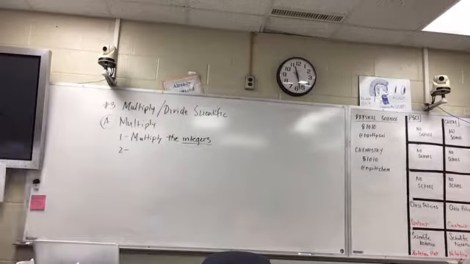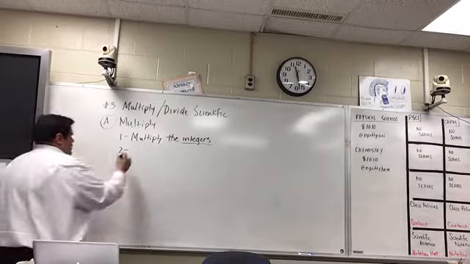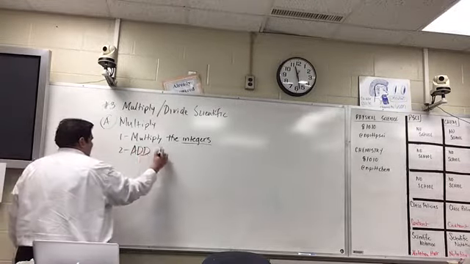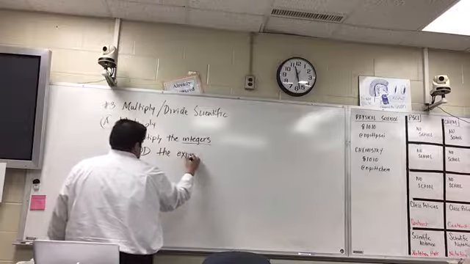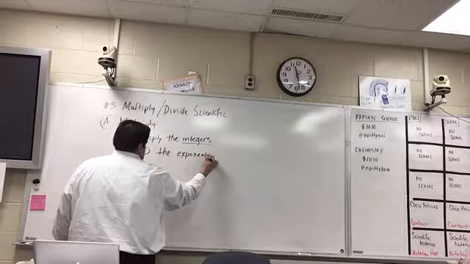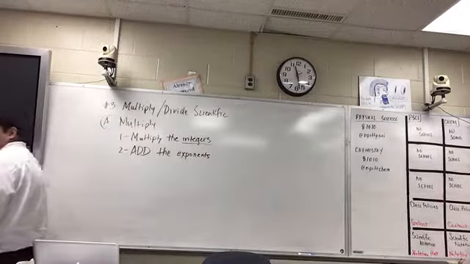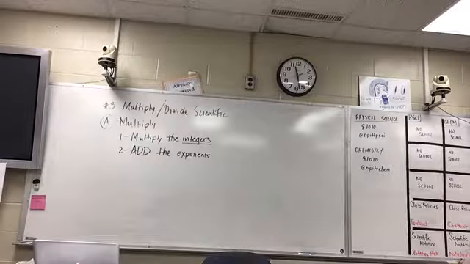That's why I said you better know what the integer is. Because if you don't know what the integer is, when you start multiplying, you're going to be like, oh, multiply, and you're going to multiply everything. No. Just multiply the integers. The second thing you're going to do is add the exponents. You're going to add the exponents.